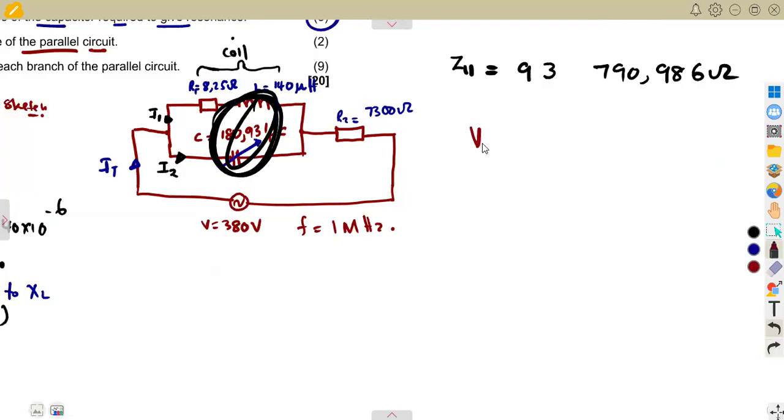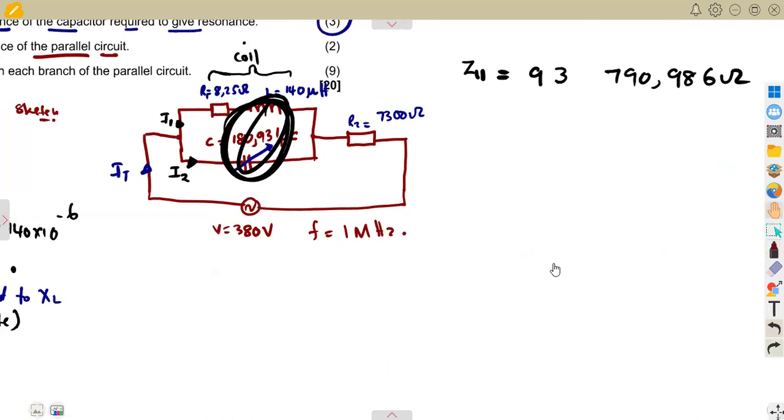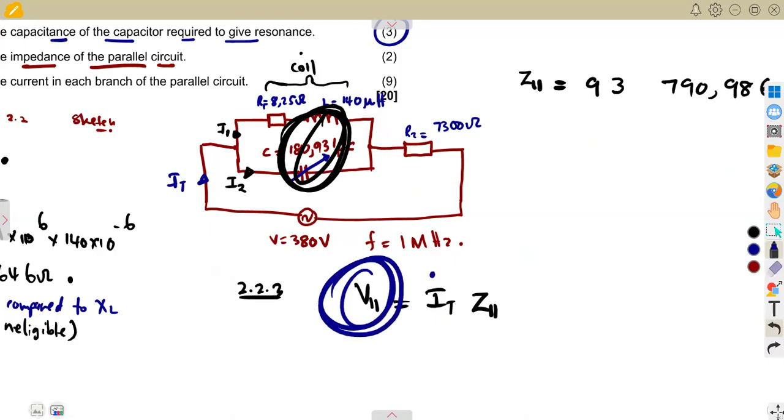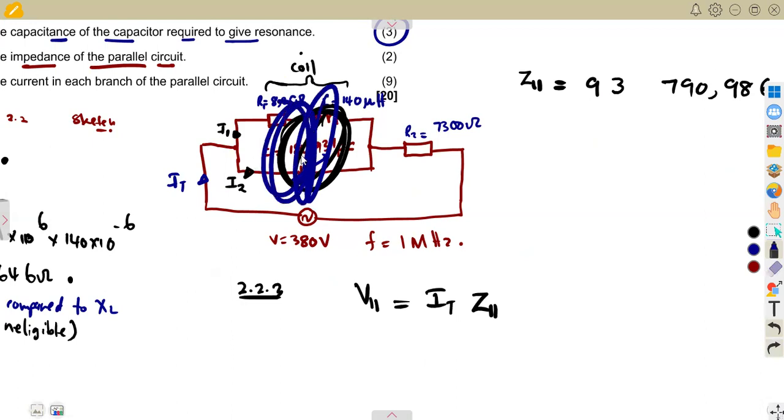Let us just consider this 2.23. The voltage of the parallel circuit is simply the total current, because the total current is the one that is going to pass through here, times the impedance of the parallel. But we do not have the total current. Why focus on the voltage of the parallel? Remember, in a parallel circuit, the voltage is the same. So if I have the voltage, I just have to divide by the impedance to determine the current in each branch.